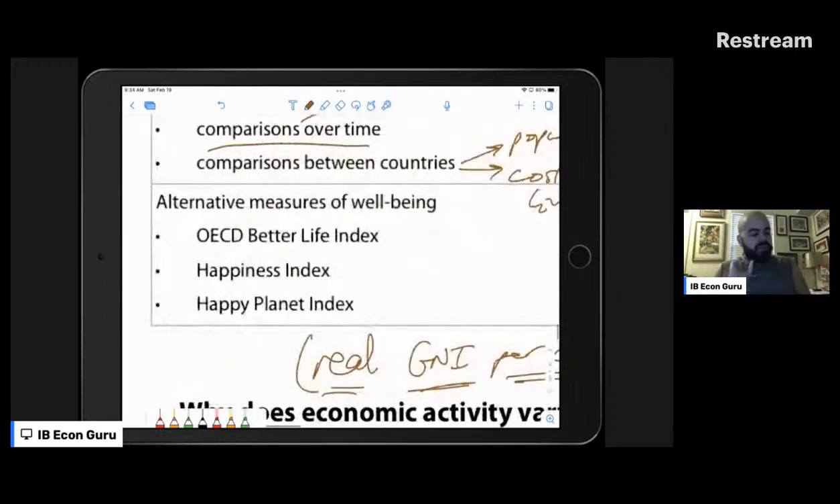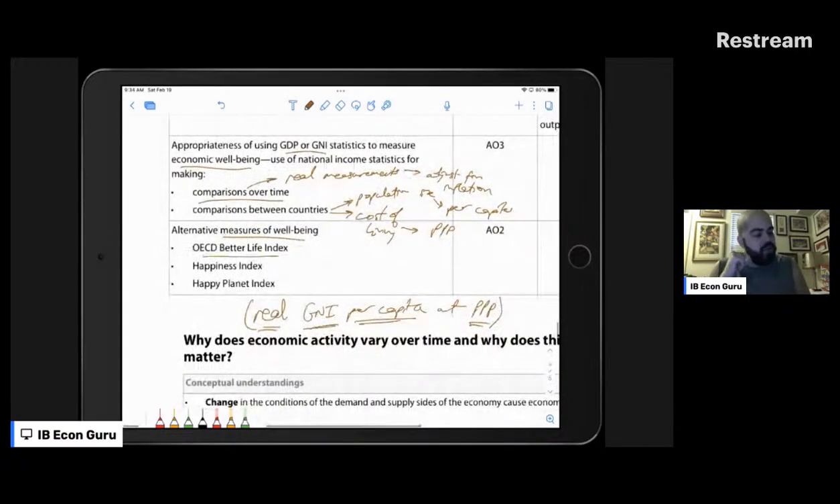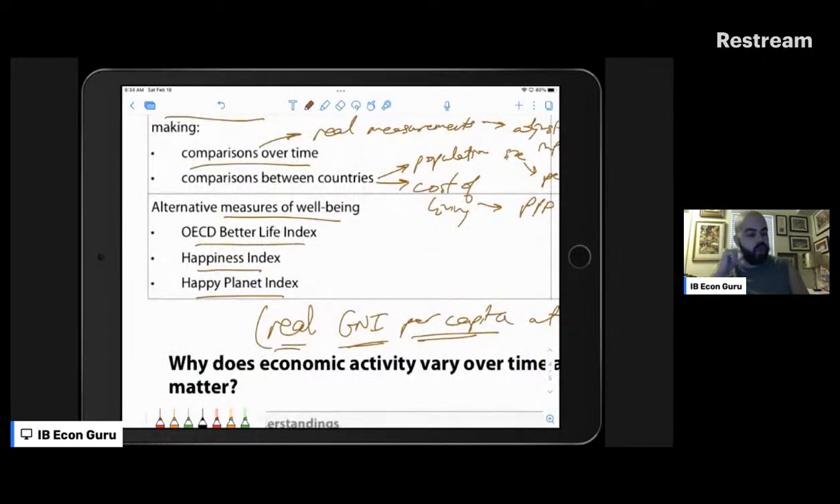Now, there are alternative measures of well-being. There are many, by the way, but you only need to know these three. So I would suggest that you go check the glossary, get the definition, and know how these work. The OECD Better Life Index is very limited because it only looks at the OECD countries, which is basically a club of rich countries. The Happiness Index focuses more on quality of life.